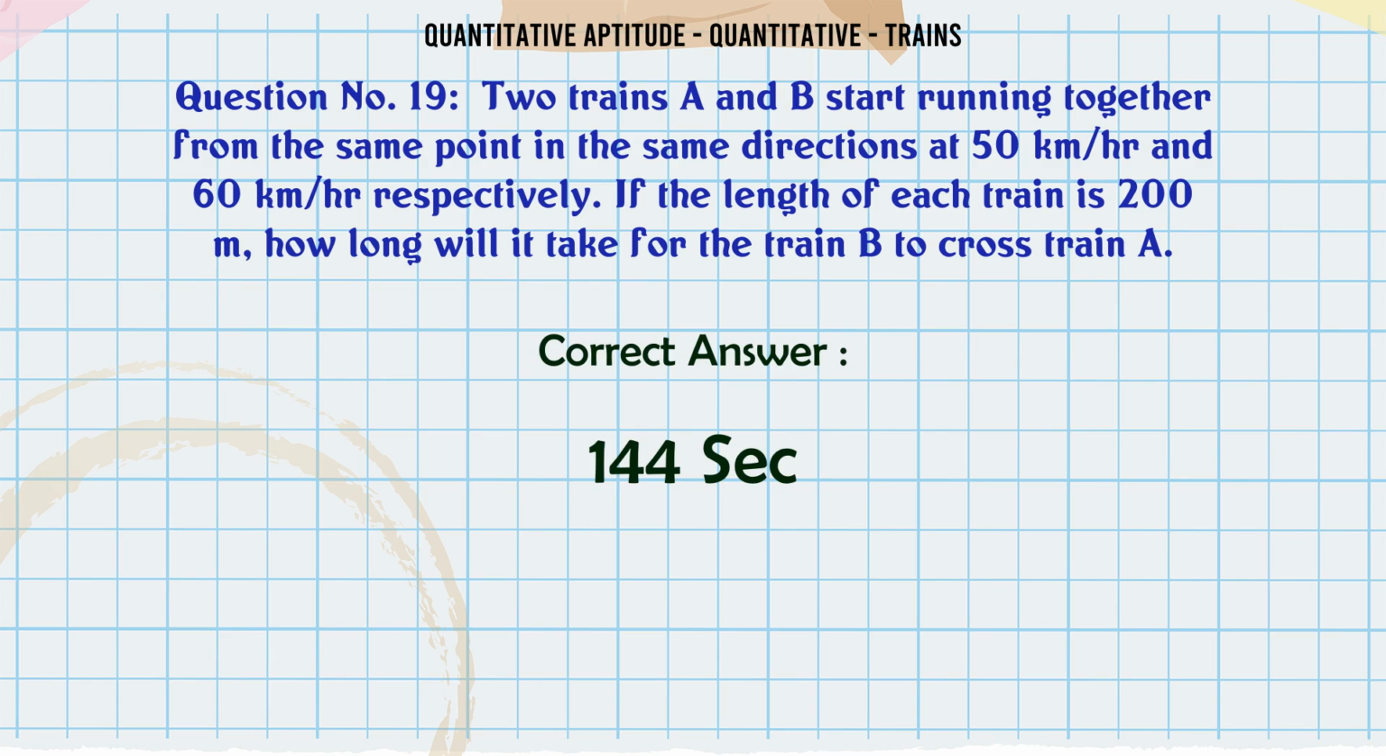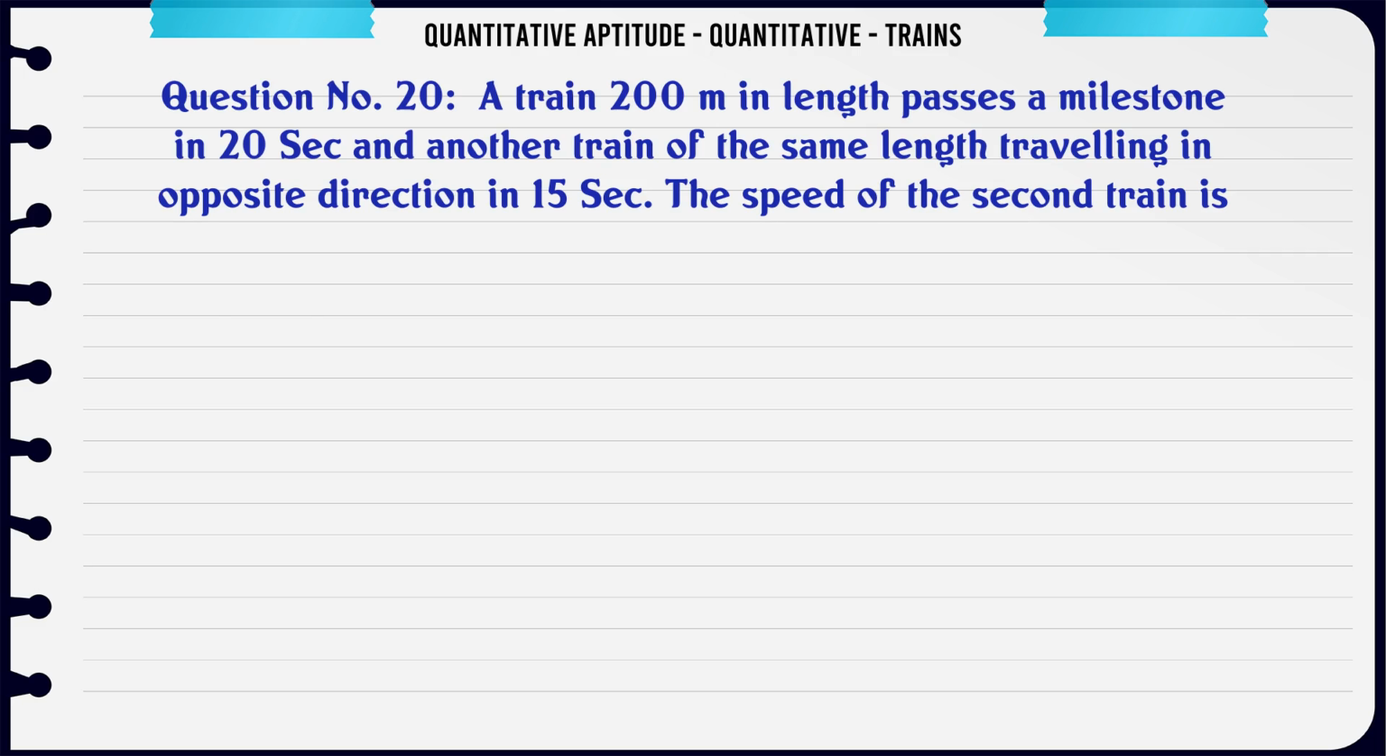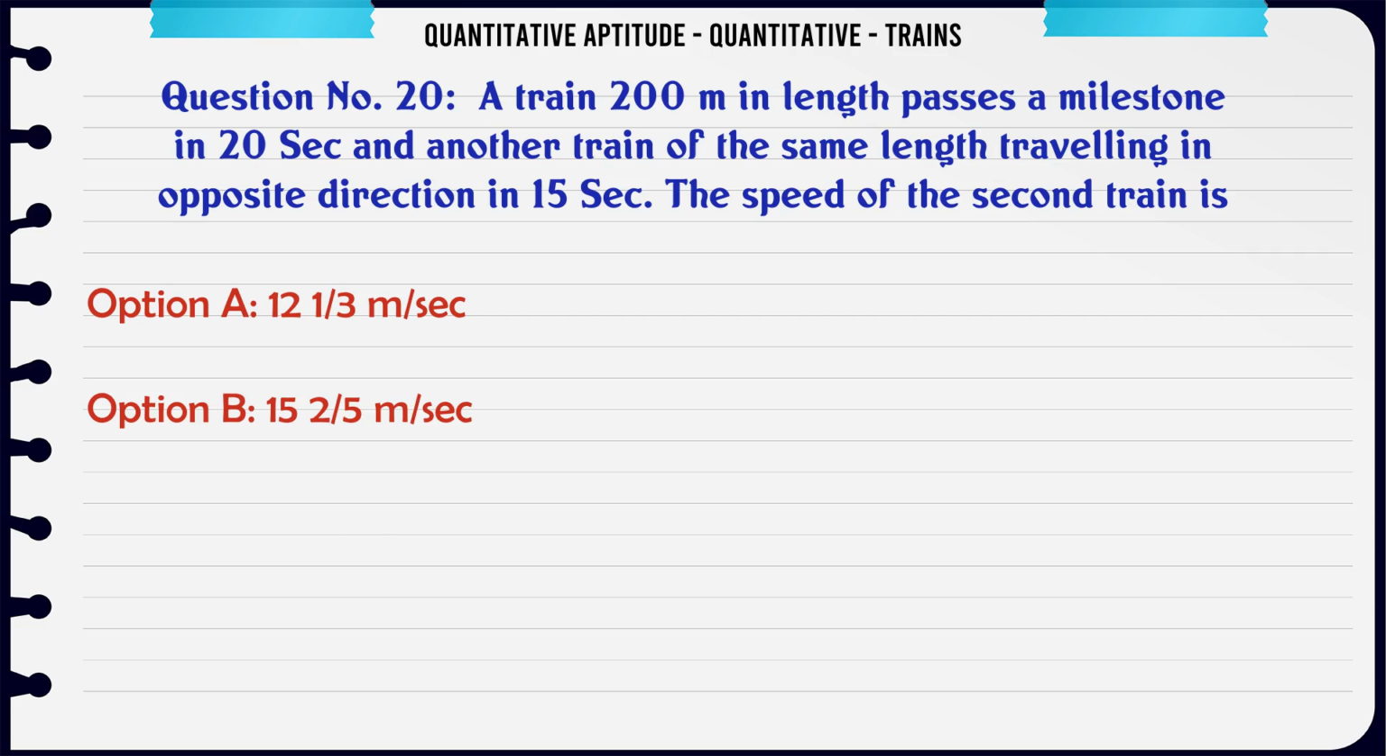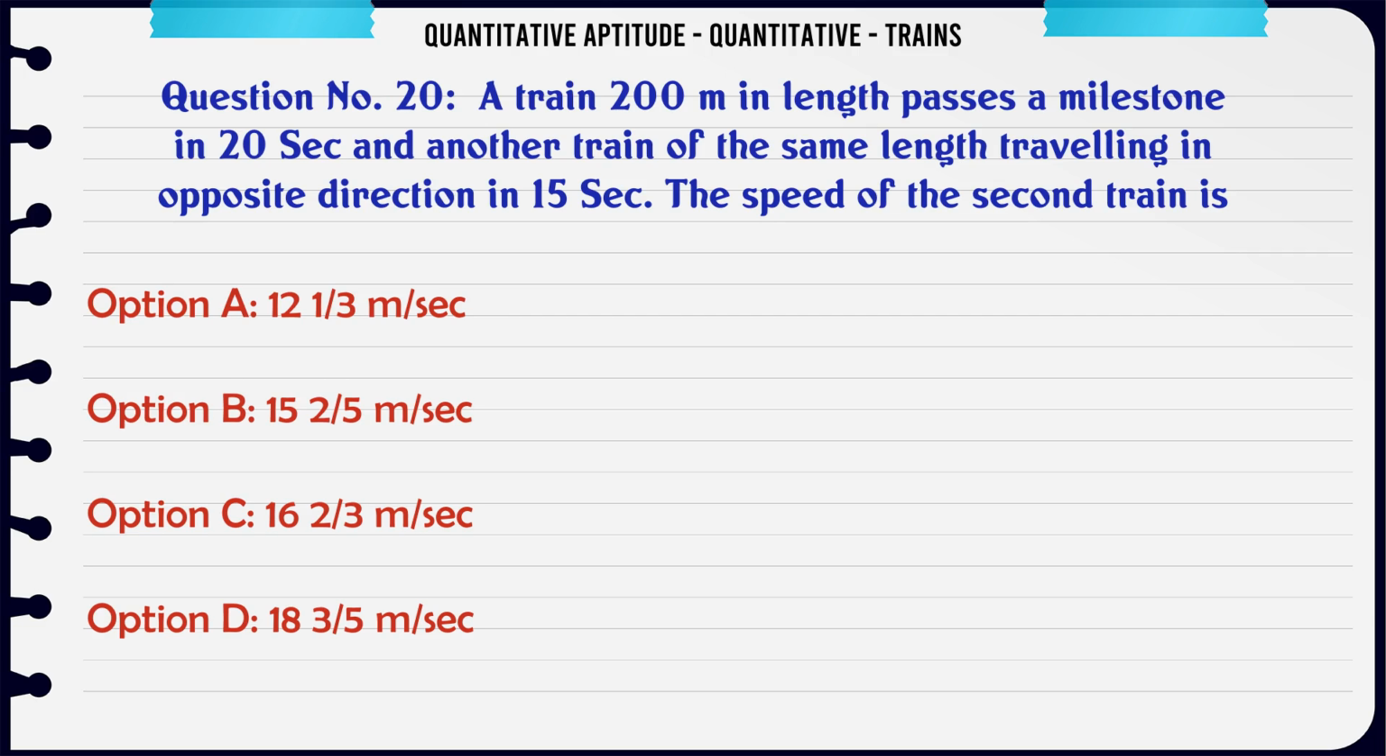144 sec. A train 200 m in length passes a milestone in 20 sec and another train of the same length traveling in the opposite direction in 15 sec.